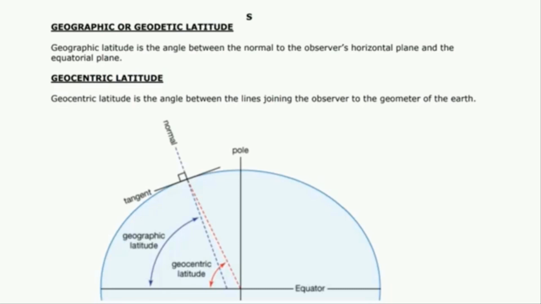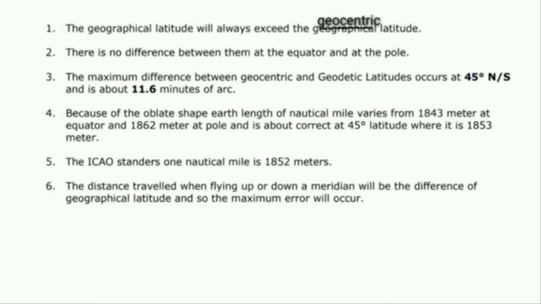Geographic or geodetic latitude. Geographic latitude is the angle between the normal to the observer's horizontal plane and the equatorial plane. Geocentric latitude. Geocentric latitude is the angle between the line joining the observer to the center of Earth and the equatorial plane. Geographic and geocentric are different because, as we know, Earth is not a perfect sphere. That's why both angles have a different value. There are just some points we will discuss.